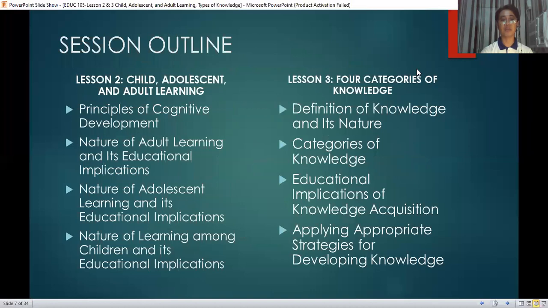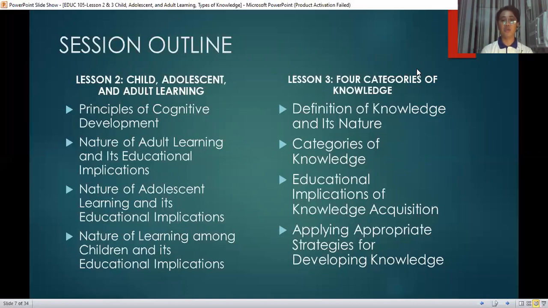Okay, this will be our session outline. For lesson 2, child and adolescent and adult learning, we'll discuss the principles of cognitive development, the nature of the adult, the adolescent, and the children in your classroom, or how they learn. And of course, the educational implications.